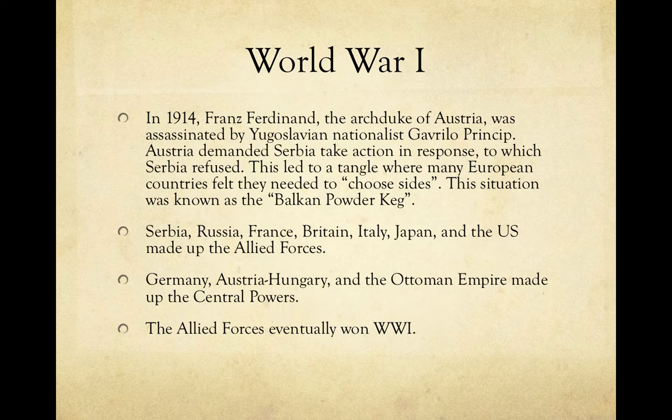And this situation was known as the Balkan Powder Keg, which you should have heard about in your world history courses. Serbia, Russia, France, Britain, Italy, Japan, and the US made up the Allied forces, while on the opposite side, Germany, Austria-Hungary, and the Ottoman Empire made up the Central Powers. The Allied forces would eventually go on to win World War I.